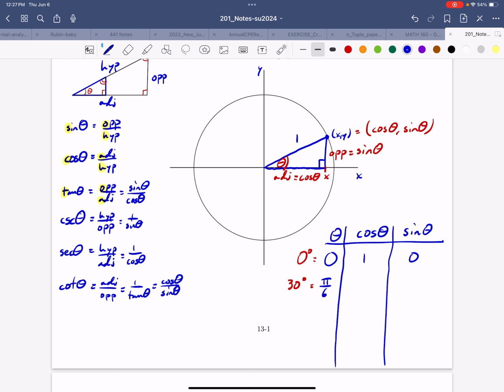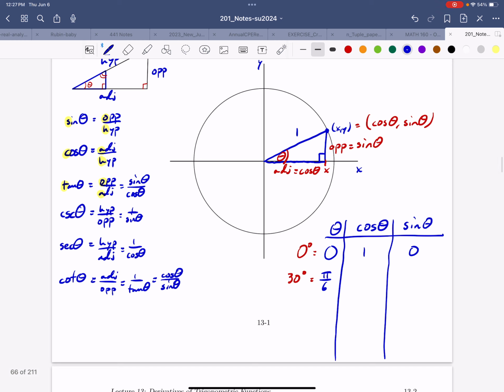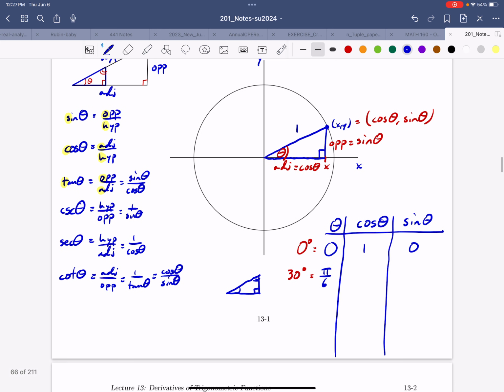Pi over 6. Right? Well, if we remember from geometry class here, if we have a 30, 60, 90 triangle, where this is 30 degrees, this is 60 degrees, and then this is 90 degrees. If we're assuming that the hypotenuse has length 1, it turns out the short side has length 1/2, the longer side has length root 3 over 2. Right? That's always the ratio. So it turns out then that cosine of pi over 6 equals root 3 over 2, and sine of pi over 6 equals 1/2. All right.